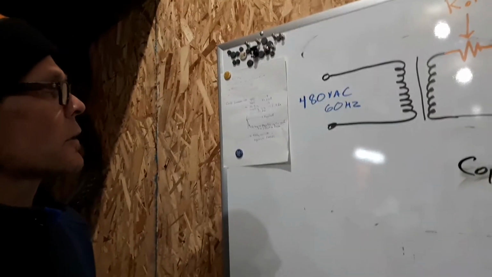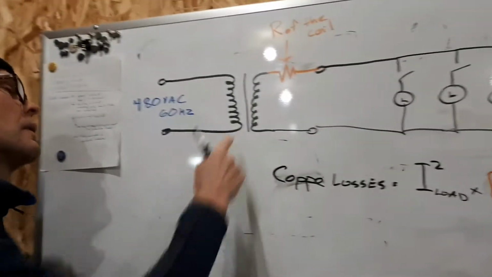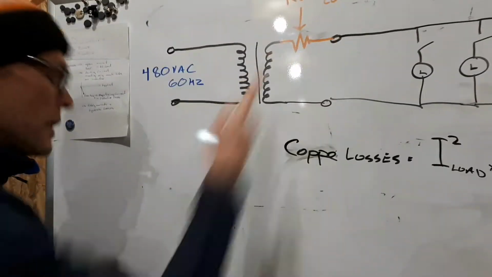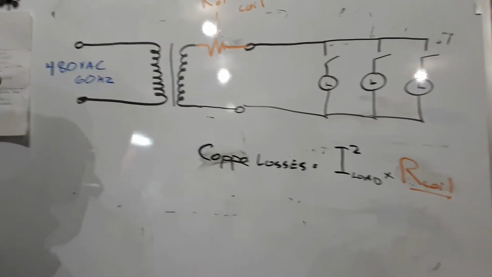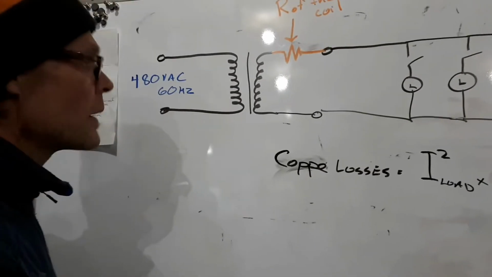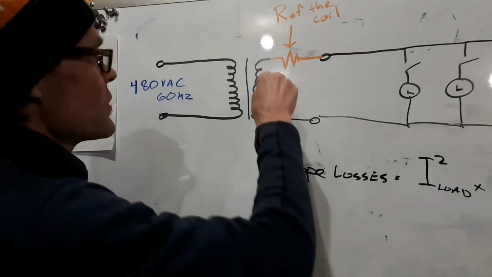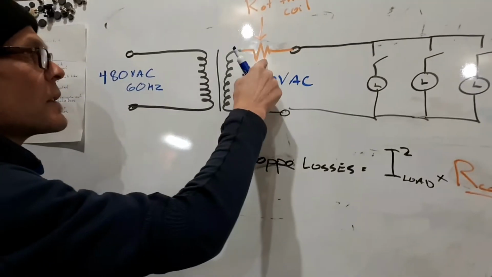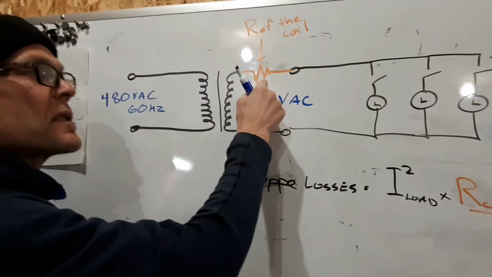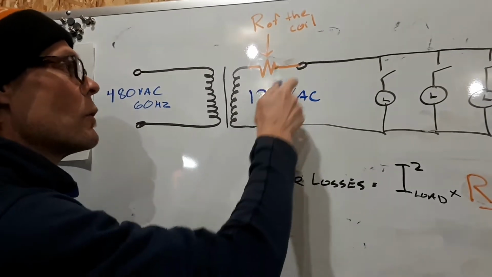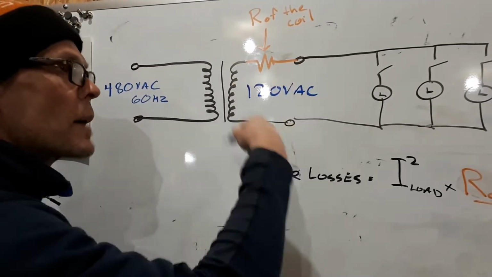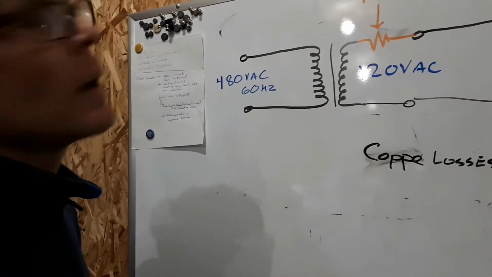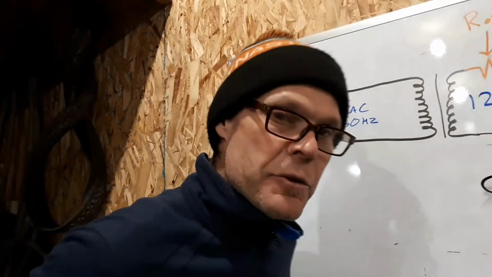When we take a look at this beautiful transformer that I've drawn up on the board here, our high side and our low side, let's throw a voltage in there. I'm going to throw a voltage in here, 120 volts AC. This right here represents the resistance of the coil. Remember that the coil is wraps and wraps of copper windings around the core. All copper is going to have a natural resistance.